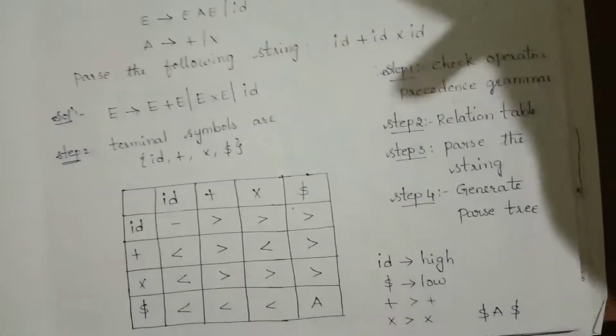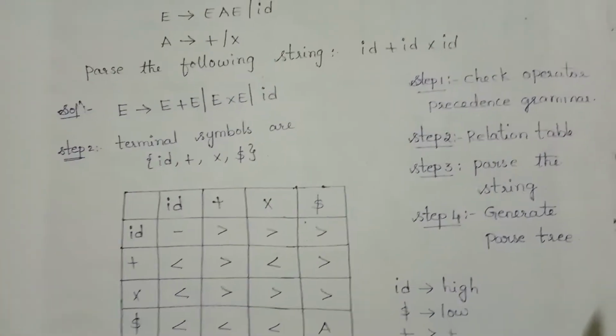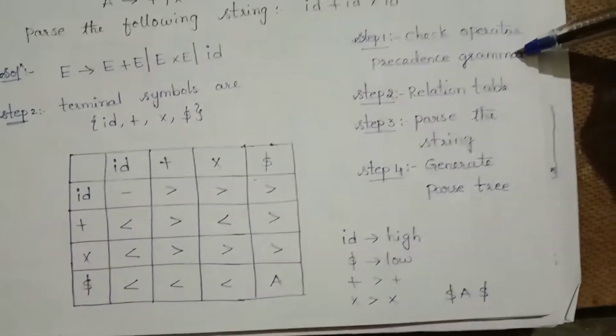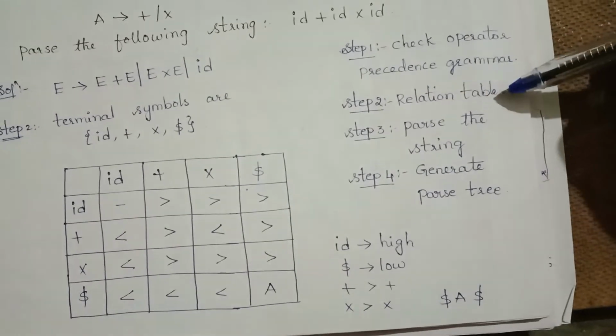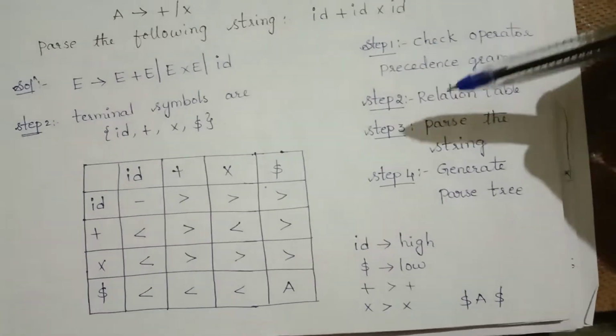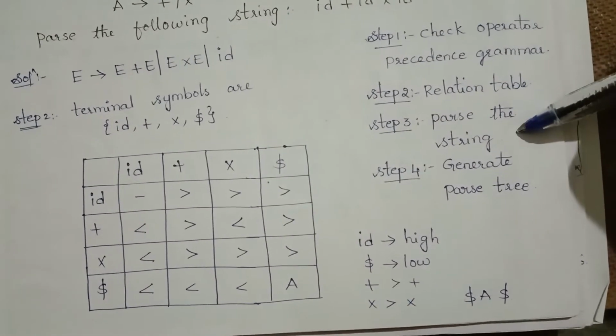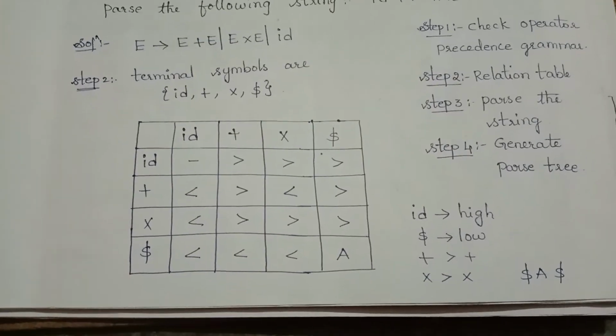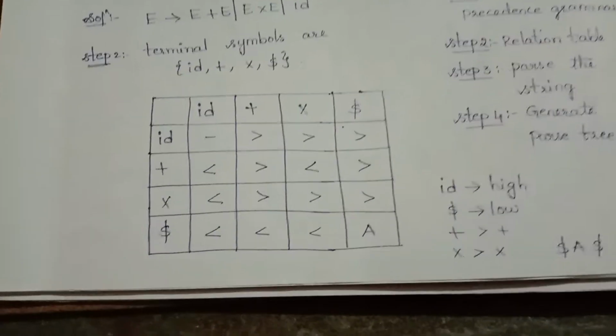So to construct the operator precedence parser there are some steps. First step is to check the operator precedence grammar, the next step is to construct the relation table, the third step is to parse the input string, and the fourth one is to generate the parse tree. So first step is to check the operator precedence grammar.